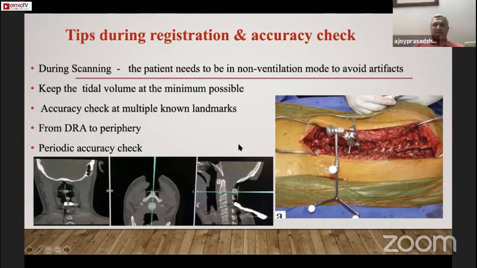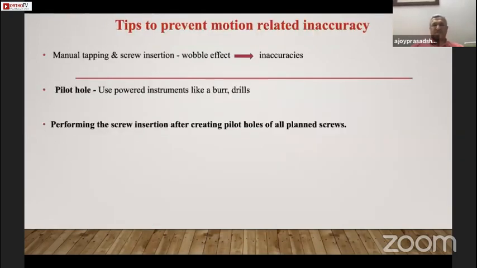What I mean to say is that if you place your pointer over the spinous process, a known anatomical landmark, you have to be sure that that's what is reflected on the screen. As you can see, this is how it is shown. You place your pointer on the tip of the spinous process, and that is displayed properly on the screen. It is also important to periodically check your accuracy, especially if you are doing a long segment fixation.